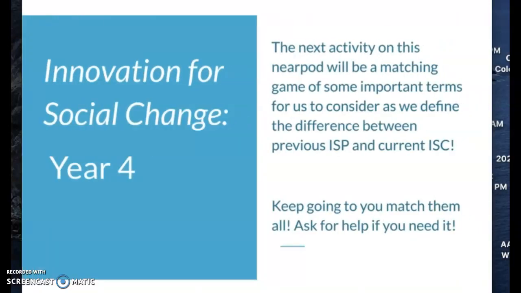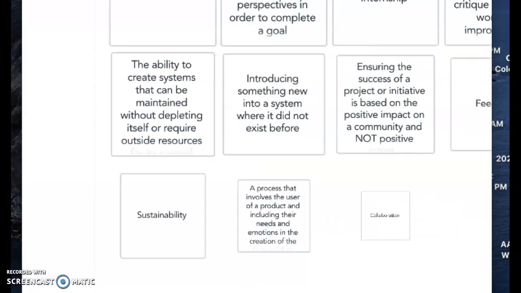Let them know, guys, we're in Innovation for Social Change year 4. This is the 4th year since the school transitioned into Innovation for Social Change from what was previously known as the ISP, or the Independent Study Project. We're going to talk a little bit about that today. First, the next activity on your Nearpod is going to be a matching game. And so play the matching game.